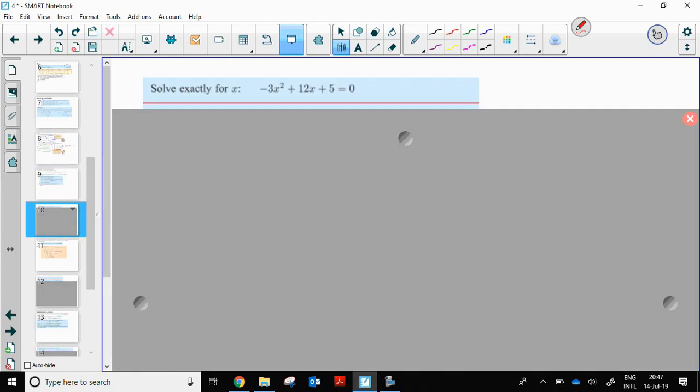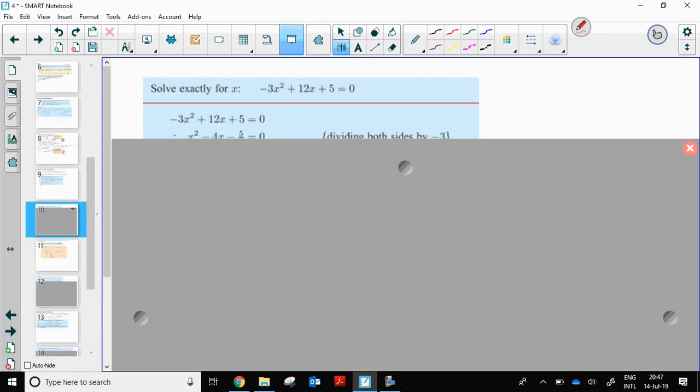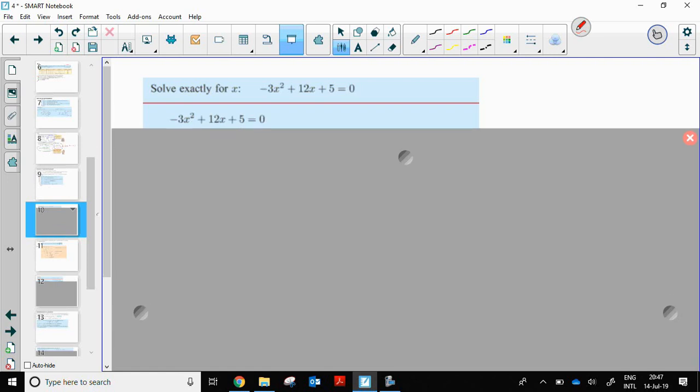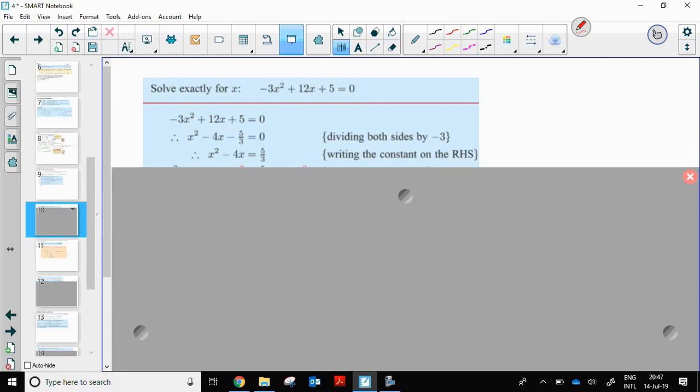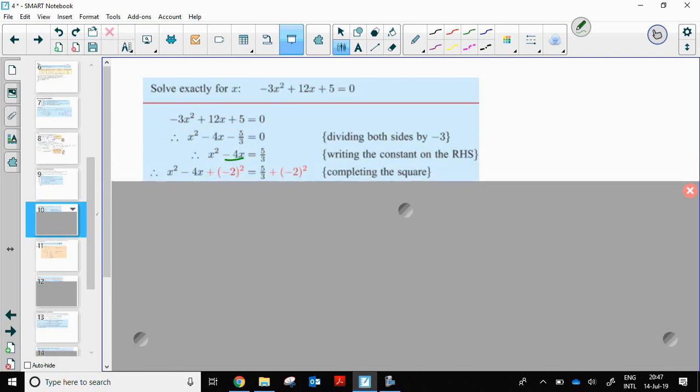So this has got everything that a completing the square problem could possibly have in it. So the first thing we want to do is change it from negative 3x squared blah blah blah to just 1x squared blah blah blah. So we're going to divide everything by the negative 3. And then we're going to move the constant over to the other side. And then we're going to take half of this b term, so that's going to be negative 2, and we're going to square that to get positive 4, and we're going to add that to both sides.